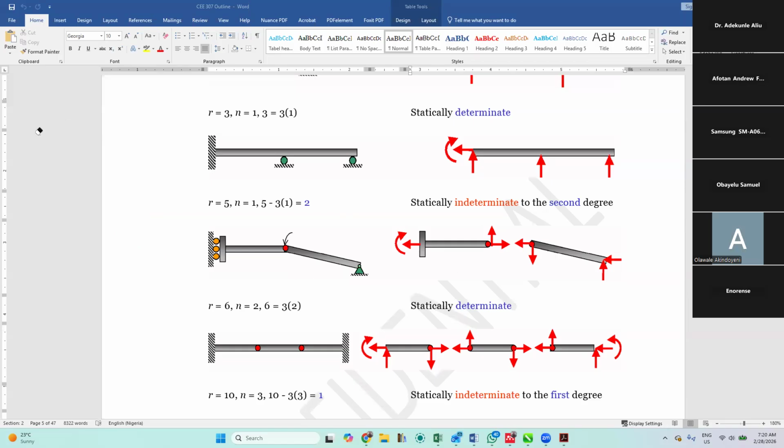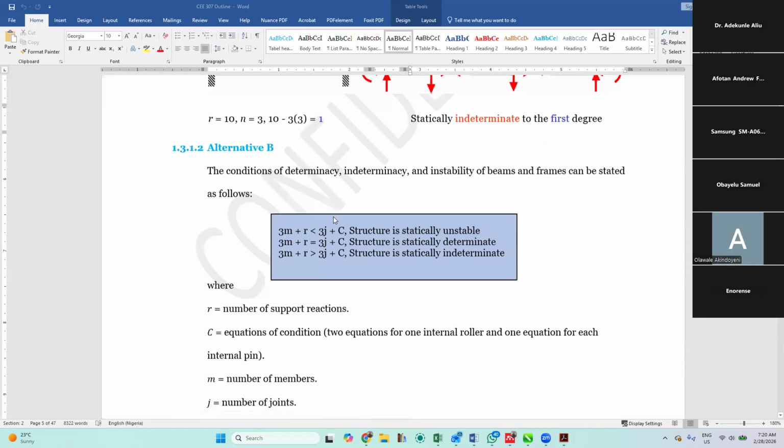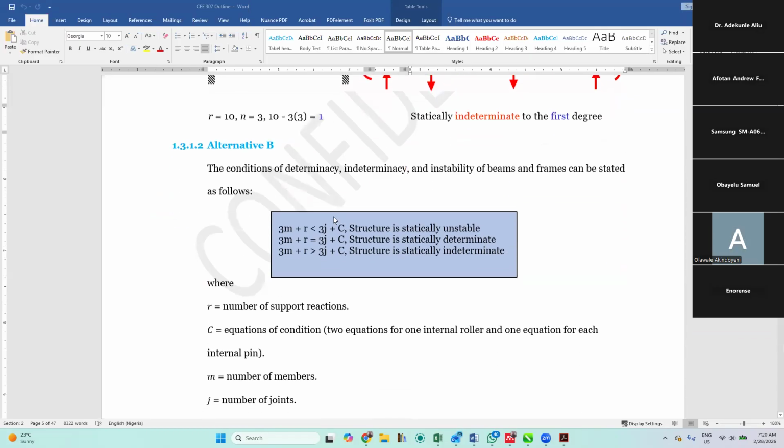Now, the alternative B, the second method that we can use is this. Especially when we're dealing with beams and frames, we can say 3M plus R is less than 3J plus C. Now, what is R? What is M? What is J? And what is C?